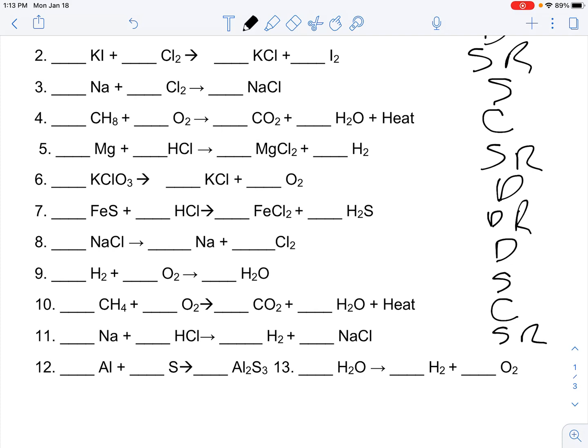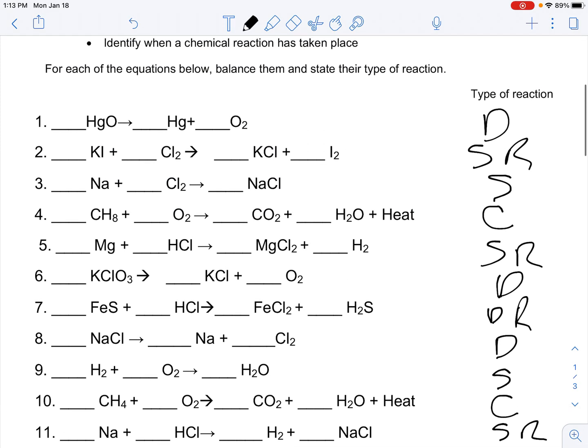Oh, and there's actually two problems here. Number 12 is synthesis and 13 is decomposition. Yep, sorry for that formatting.